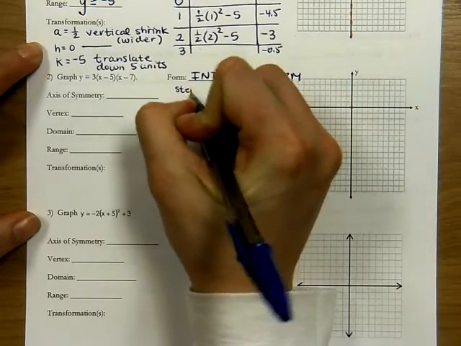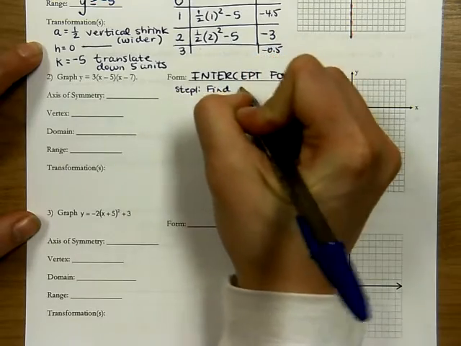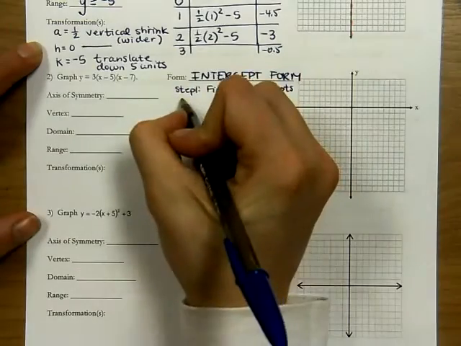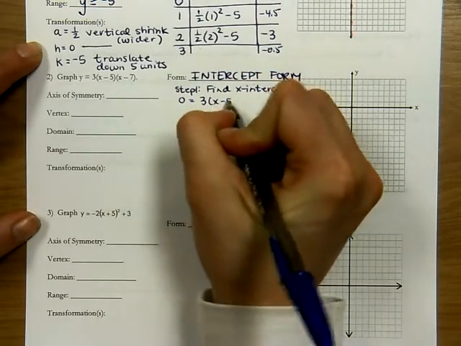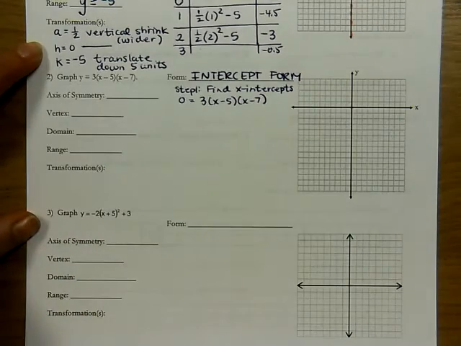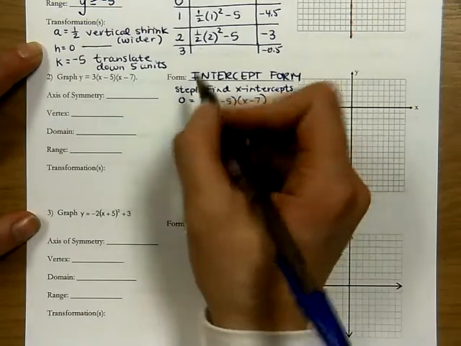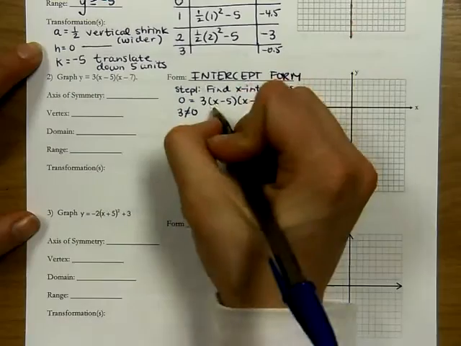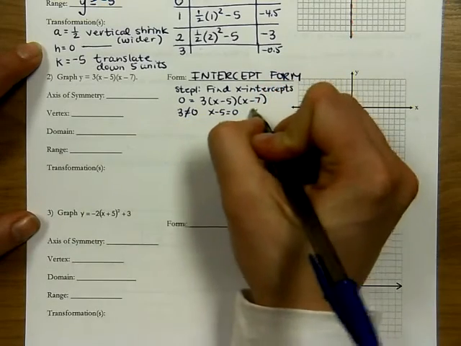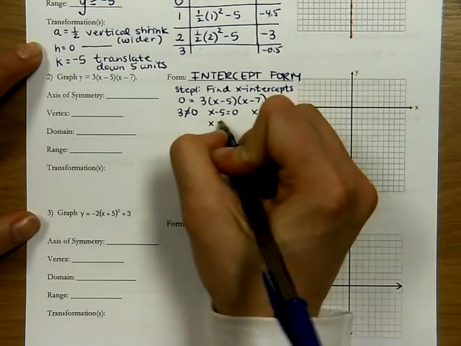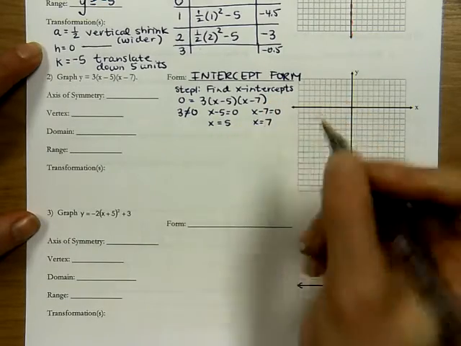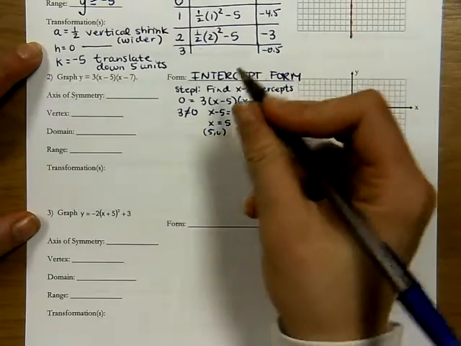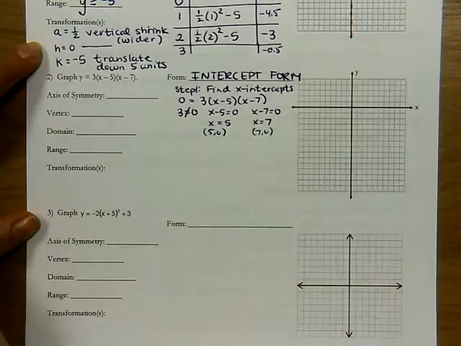So step 1, find the x-intercepts. To do that, I let y equal 0, so I have 0 equals 3 times (x minus 5) times (x minus 7), and I know that I need to use the zero product property in order to solve this. Well, I could say 3 equals 0, but there's no way 3 equals 0, and there's no x to solve for. I can set x minus 5 equal to 0 and x minus 7 equal to 0, and when I do that, I recognize that x equals 5 and x equals 7. So my x-intercepts are (5, 0) and (7, 0).